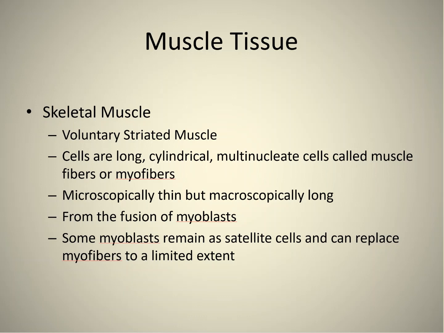They're from the fusion of myoblasts, which are fetal muscle tissues. And some fetal muscle tissues still exist in adults as what are called satellite cells. And they can replace myofibers to a limited extent, but generally they don't. Generally, you don't get skeletal muscle cells back if you lose them. And if you go to the gym and build up really big muscles, you're not actually adding cells to it. You are just adding to the size of the cells that are already there.